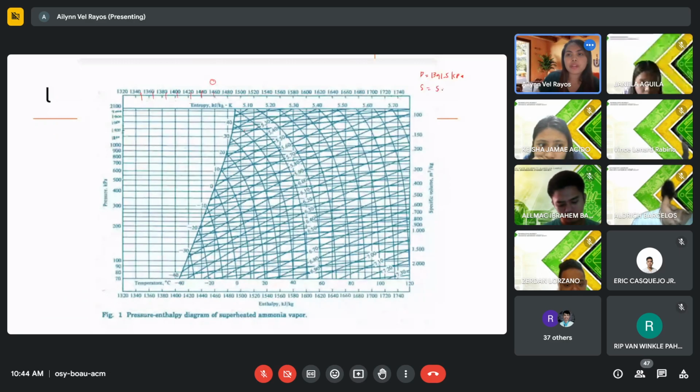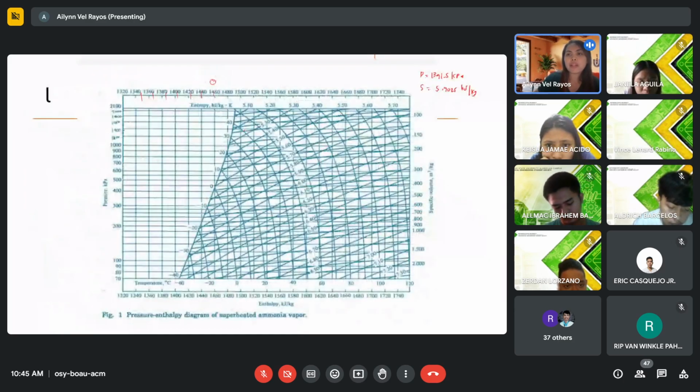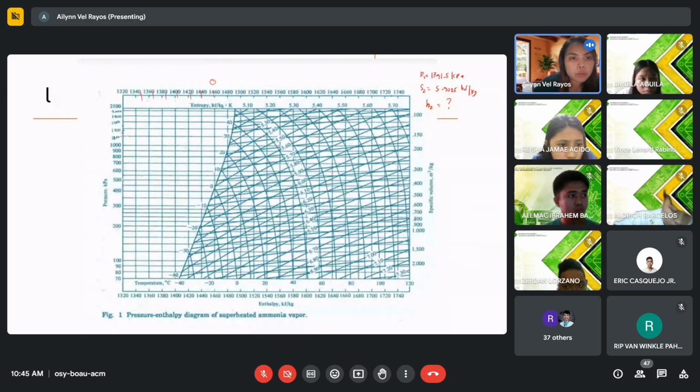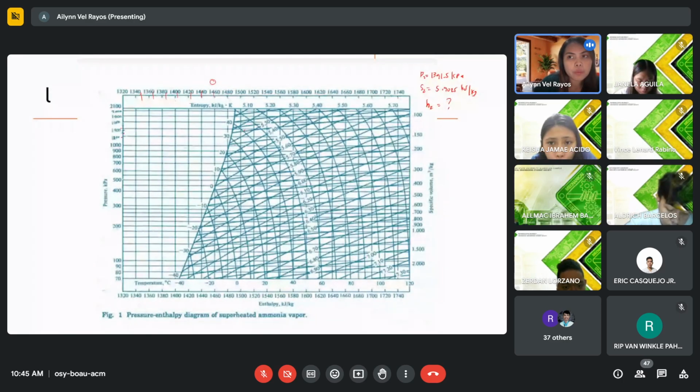Entropy is 5.9025 kilojoule per kilogram. Kasi ito yon, state point 2. Ibig sabihin, hahanapin natin ang enthalpy dun. So 1391, ito ay 12, ito ay 14. So ibig sabihin, nandito dito sa pagitan na to. Kumbaga, tantsahin nyo na lang kung saan papatak yung 1391. Tapos iro-roller nyo siya.